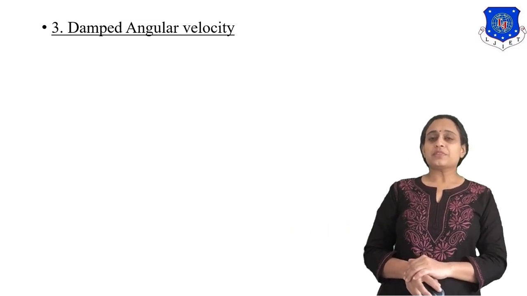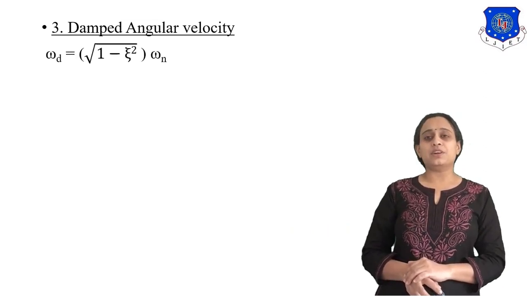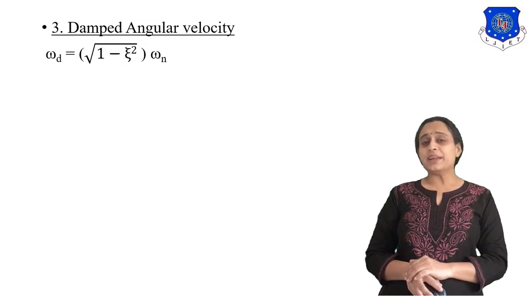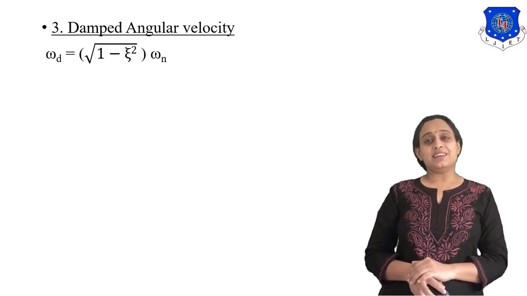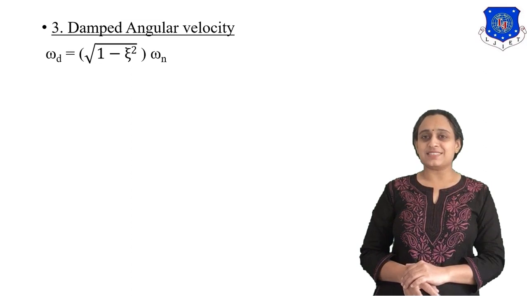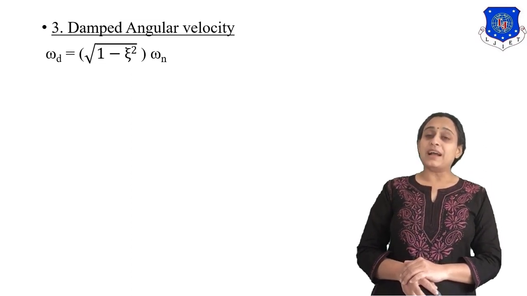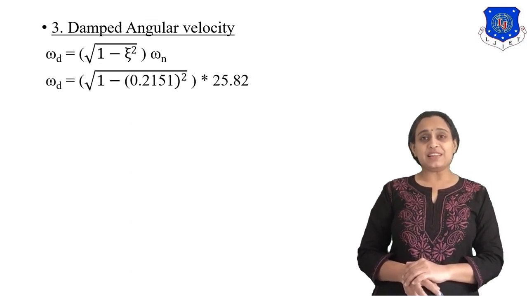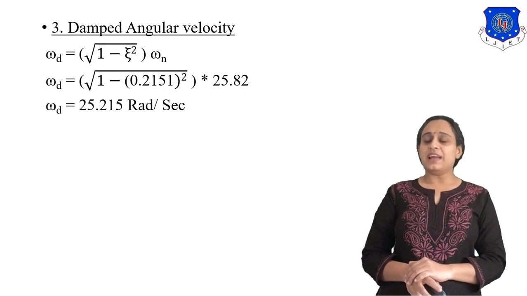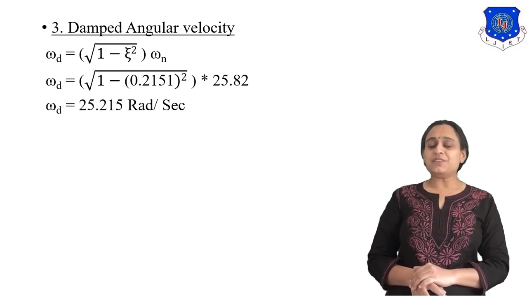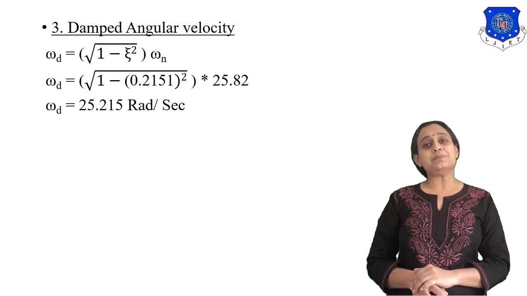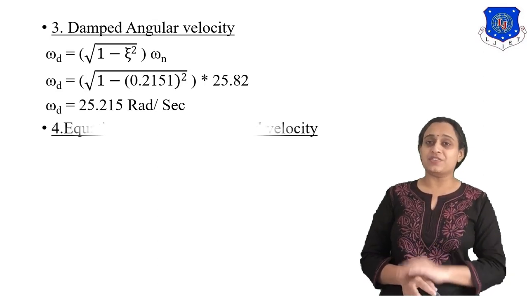Okay, so now let us find the damped angular velocity. So omega d, what is omega d? It is under root of 1 minus zeta square, times omega n. By solving this equation, we get the omega d value as 25.215 radian per second, as you see on our screen.